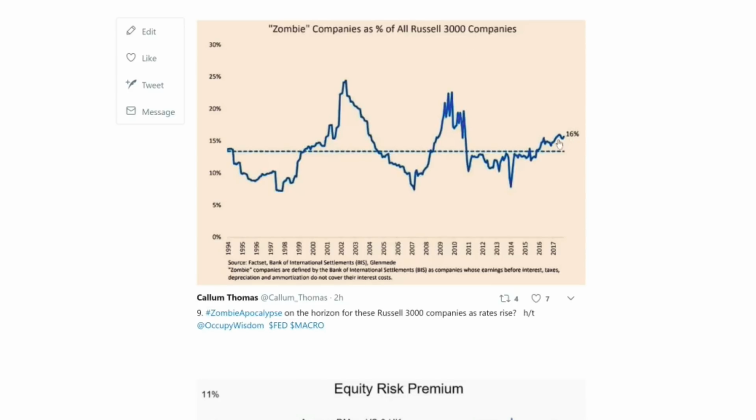So yeah, 16% of companies have interest expenses which exceed or match their EBITDA, earnings before interest, tax, depreciation, and amortization. That's really just saying that these companies can't afford to pay their interest. It's been steadily on the rise, which is kind of interesting. Usually this one would really surge going into a recession.